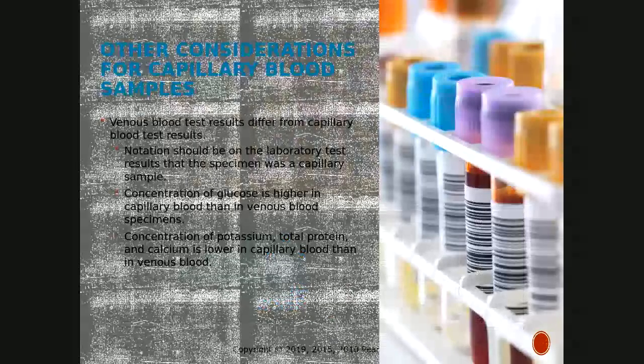Venous blood test results are different from capillary blood test results. Notation should be on the laboratory test results that the specimen was a capillary sample, and on our test tube. The concentration of glucose is higher in capillary blood than in venous blood specimens. And the concentration of potassium, total protein, and calcium is lower in capillary blood than in venous blood because of the mixture of arterial blood, venous, capillary, and then the various tissue fluids.